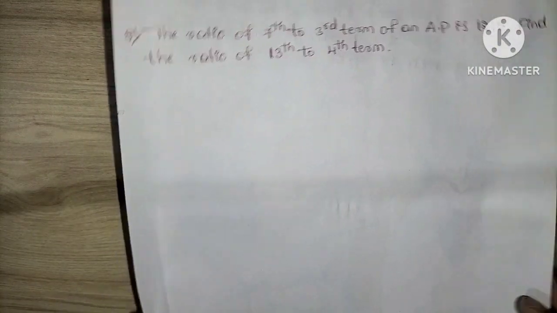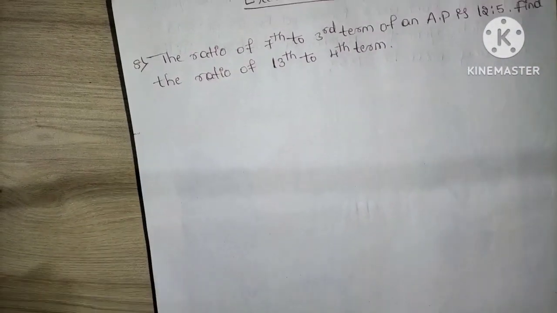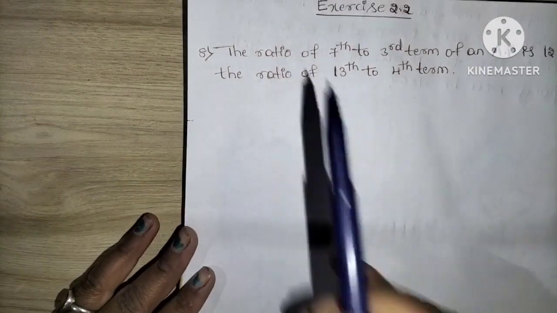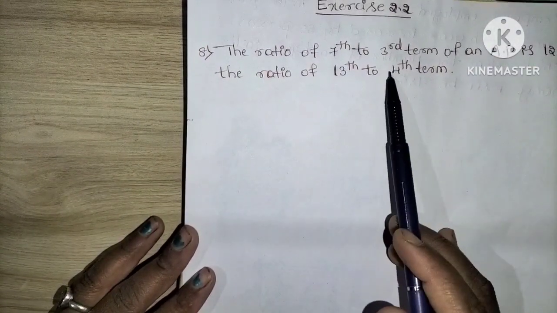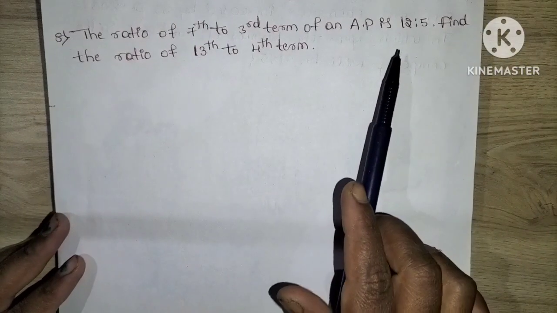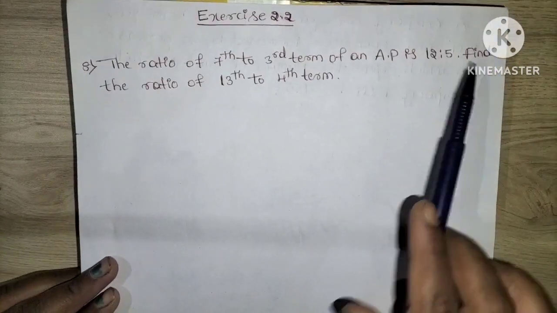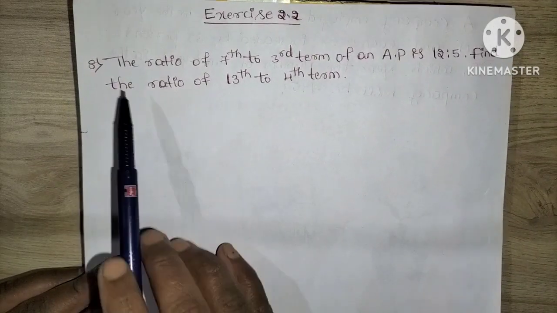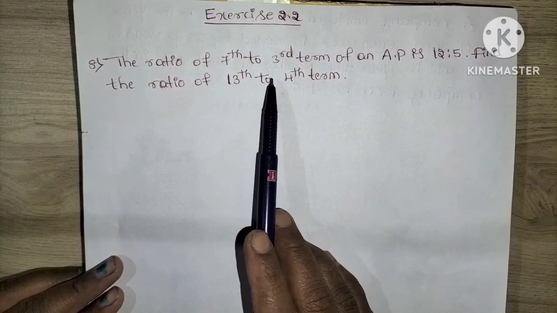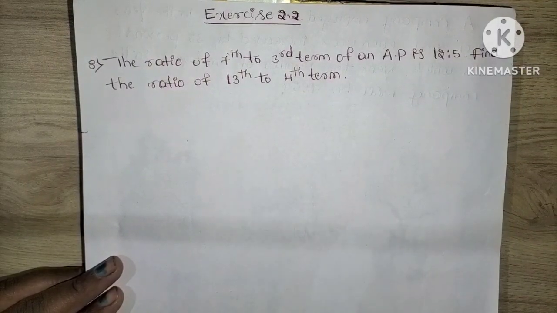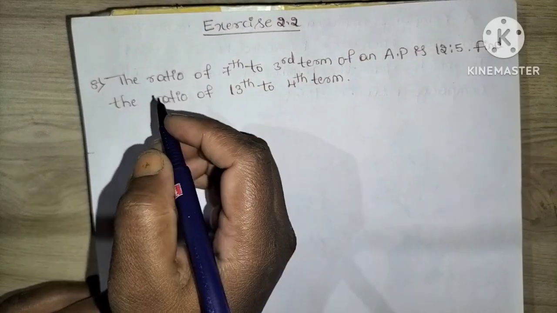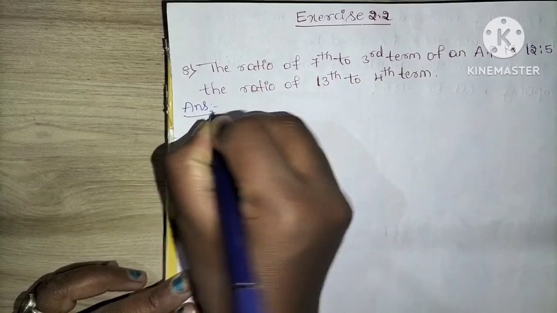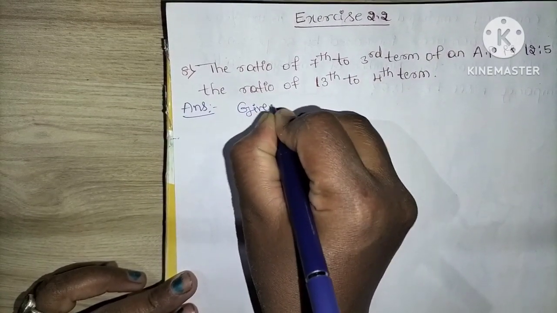What is the 8th question? In exercise 2.2, the 8th question is: the ratio of the 7th to 3rd term of an AP is 12:5. Find the ratio of the 13th to 4th term. They have given the ratio of two terms, and we have to find another ratio. First we have to write the given data.